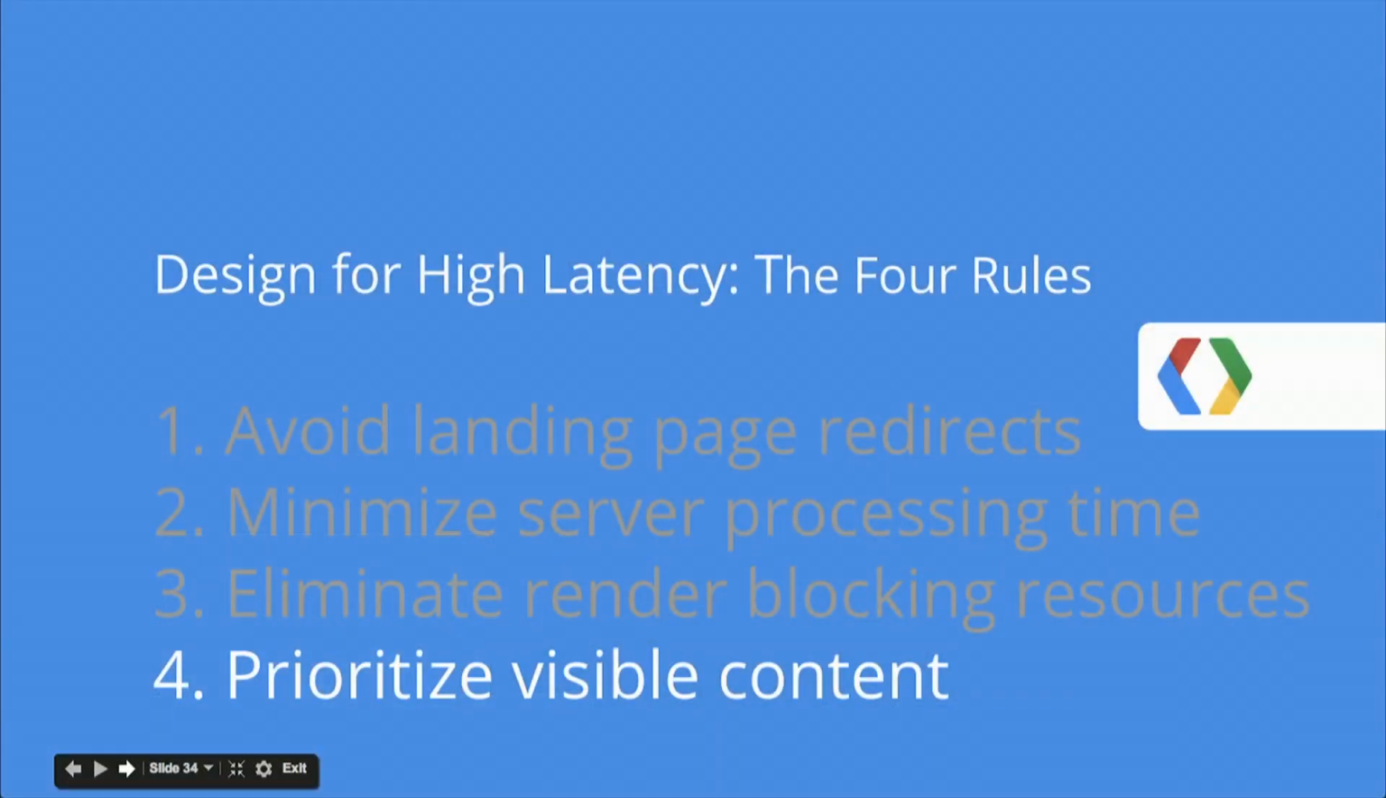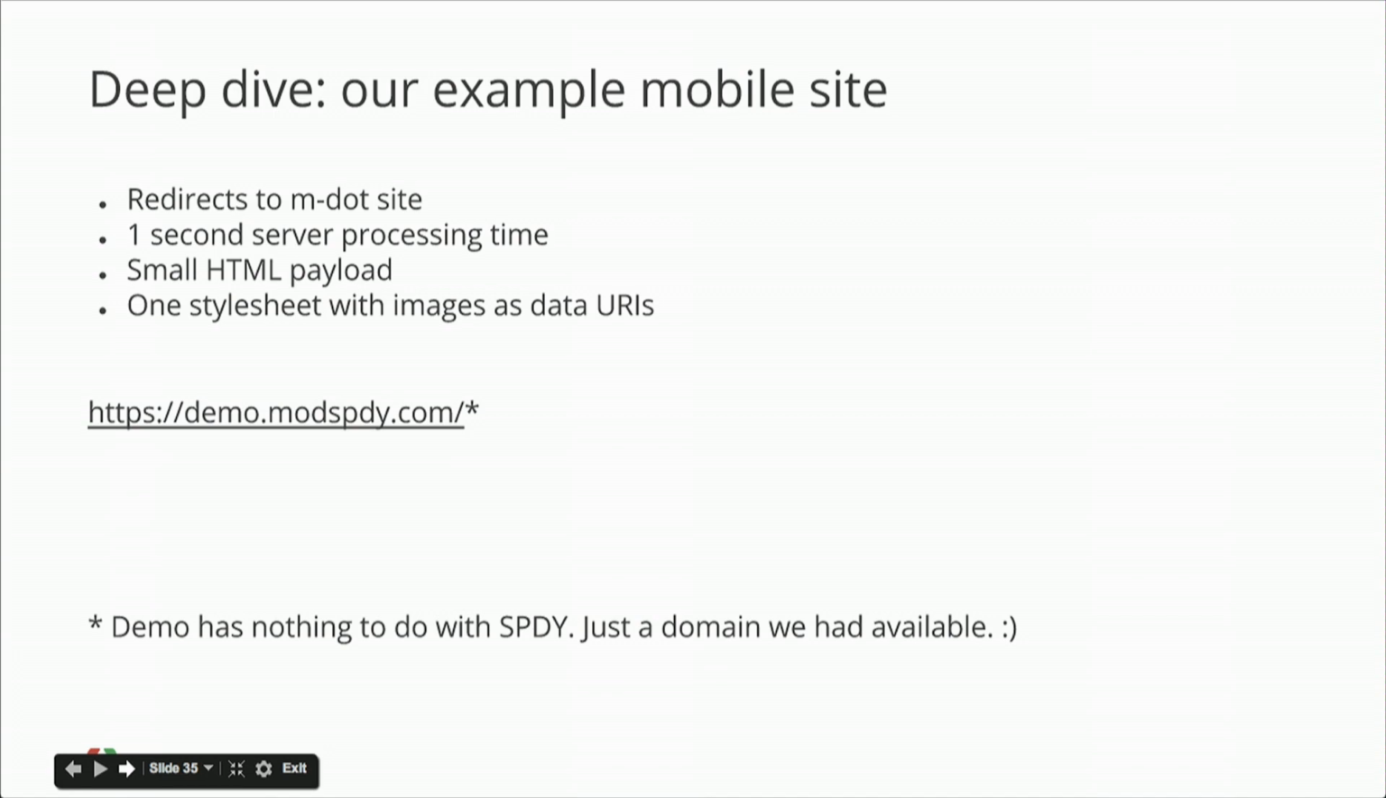And so that's where this final rule comes from, this notion of prioritizing the visible content. Right? So be smart about what you're inlining and make sure that it fits within this congestion window so that the user can get that content right away. So now Bryan is going to go into an example about how you apply these rules to a real site.